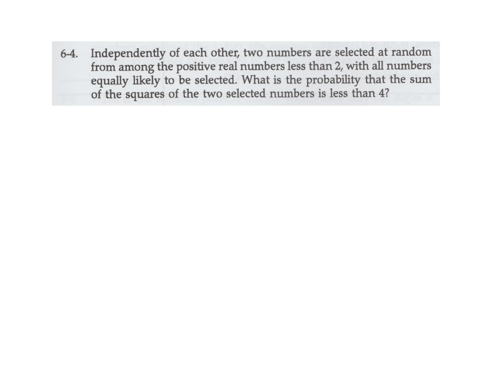Independently of each other, two numbers are selected at random from among the positive real numbers less than 2. With all numbers equally likely to be selected, what is the probability that the sum of the squares of the two selected numbers is less than 4? Well, let's call those numbers x and y. X is less than 2, and it's positive, so it's greater than 0. Y is the same, less than 2, greater than 0.